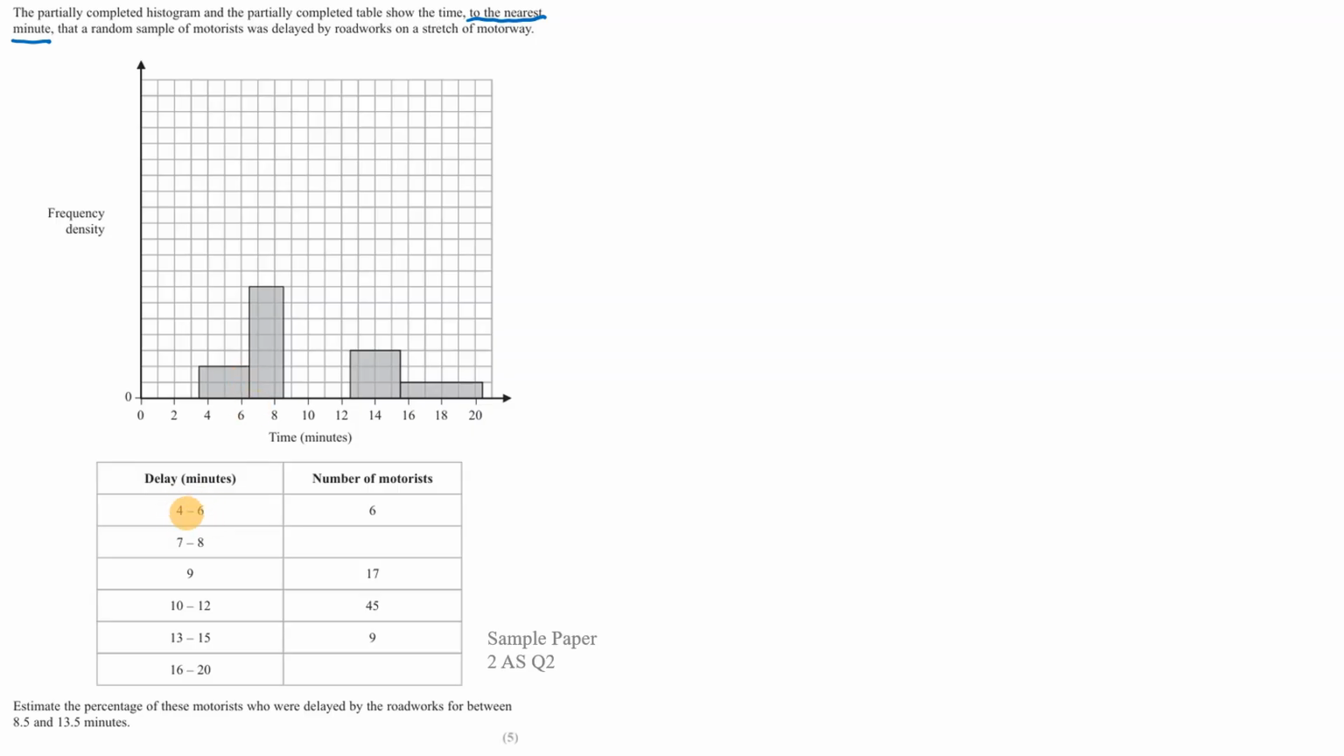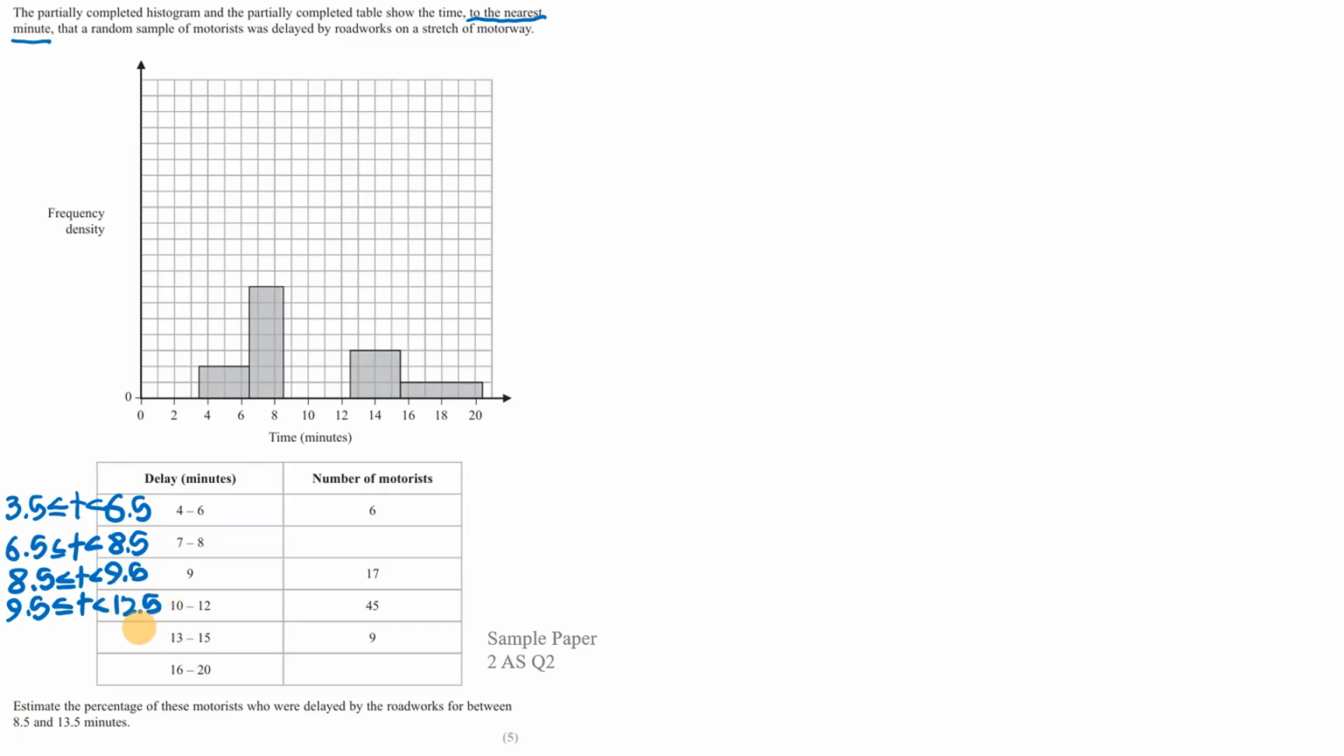The true interval of this 4 to 6 minutes here is going to start at 3.5 and it's going to end at 6.5, because if we're rounding it to the nearest minute, 3.5 when you round it is going to be 4. So this here, because we're rounding to the nearest minute, is the true interval. It's going to be the same for this 7 to 8, so it's going to start at 6.5 and it's going to end at 8.5. Then this 9 here is going to start at 8.5 and it's going to end at 9.5. This 10 to 12 is going to start at 9.5. It's going to end at 12.5.